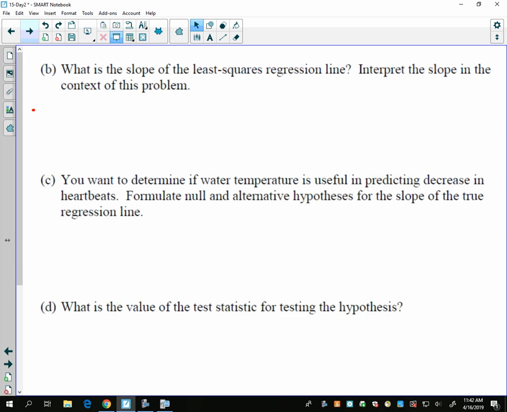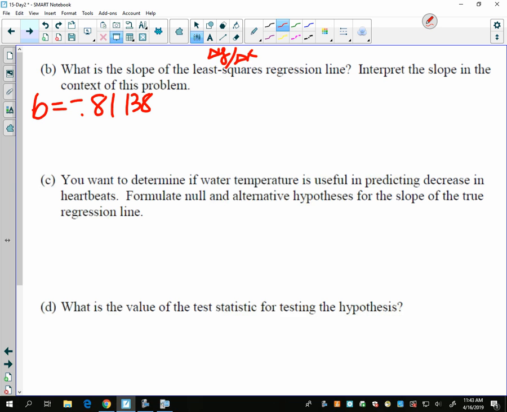All right. What is the slope of the least squared regression line? Interpret the slope in context of the problem. All right. What's the slope? Slope is... Negative 0.8, 1138. Thank you. I'm going to put this closer to me. Okay, so remember how to interpret slope. Change in y over change in x.